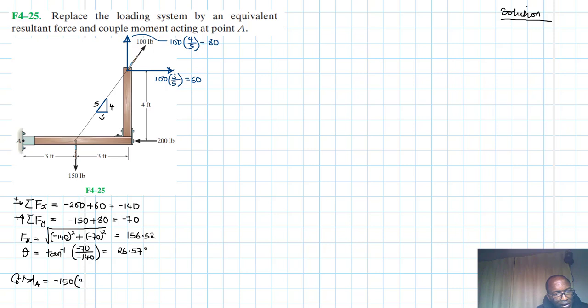And then summation of moments, with clockwise being our reference, about point A will be equal to negative 150 by 3. Okay, 200 does not produce any moment because the lever arm is equal to 0. Then we have another negative 60 by 4. And finally a positive, which is 80 by 6, right? What do we get? Minus 150 by 3 minus 60 by 4 plus 80 by 6. So we have a minus 210.